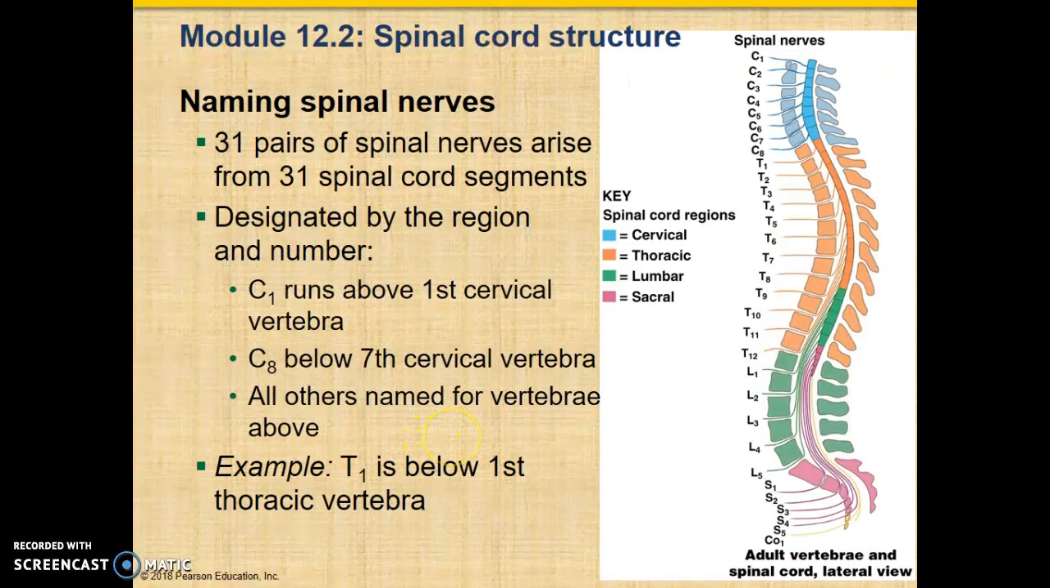In naming the spinal nerves, they are designated by the region and number. C1 runs above the first cervical vertebra, C8 below the 7th cervical vertebra, but all others are named for the vertebra above them. For example, T1 is located below the first thoracic vertebra.